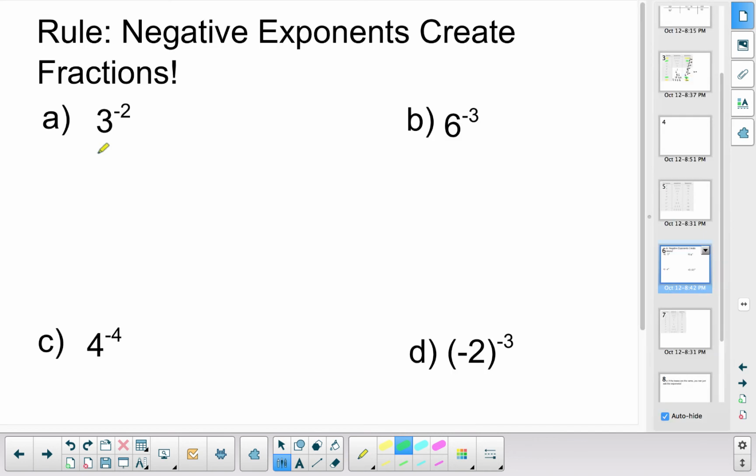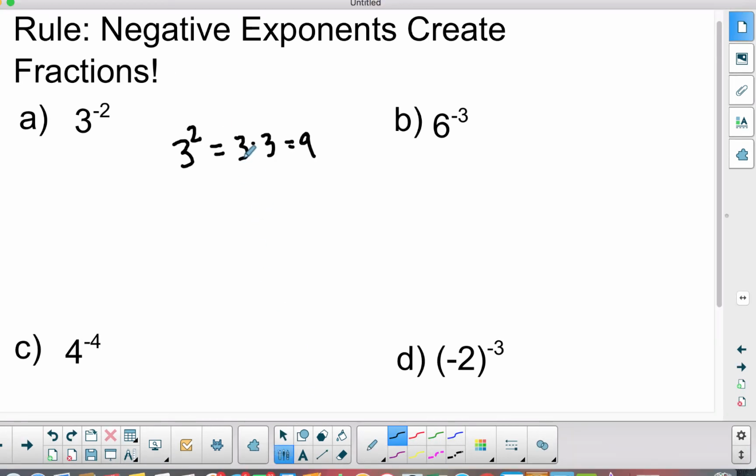So if we were to do these problems just from scratch, what I want you to know is the rule here, hopefully you've caught it, is that negative exponents create fractions. They create, you're repeatedly dividing instead of repeatedly multiplying. So we know already, hopefully, that 3 to the second is 3 times 3. And 3 times 3, of course, is 9.